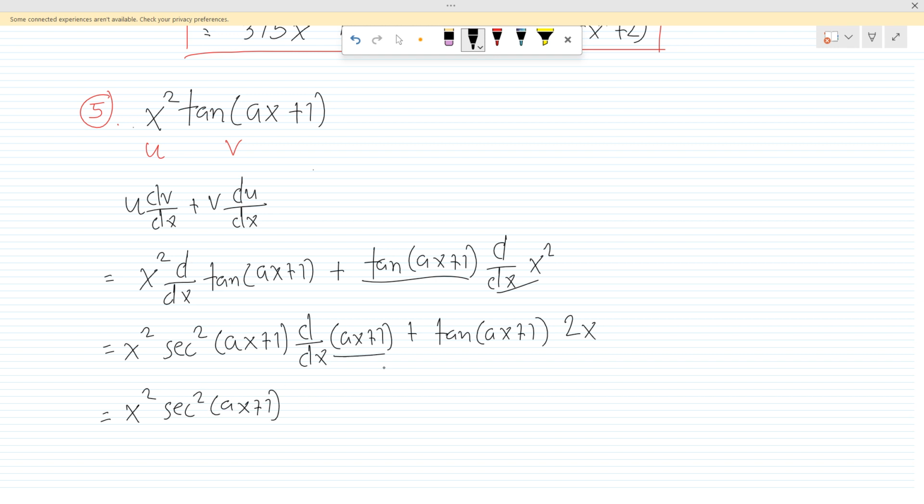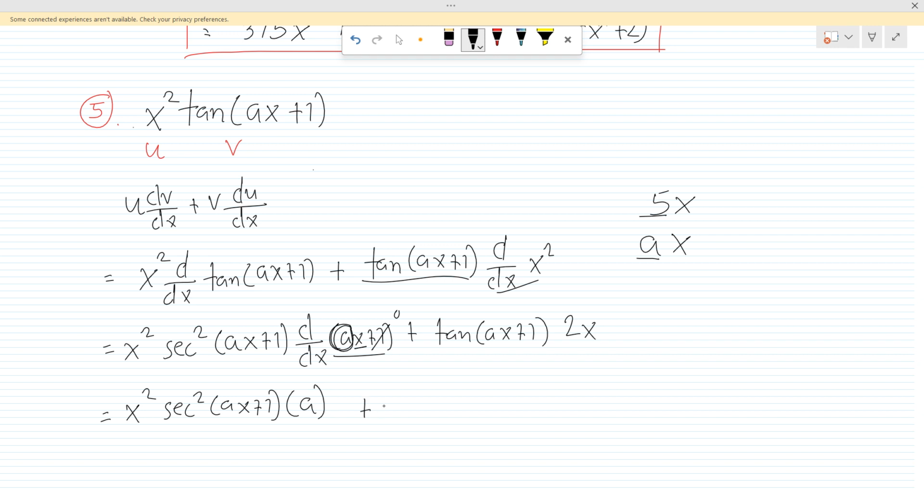What is the derivative of ax plus 1? a is a variable, but with respect to x, we can treat a as what? As a constant. So what is the derivative of ax in terms of x? a. Likewise, what is the derivative of 5x? 5. What is the derivative of ax? a. So multiplied by a, then the derivative of 1 is 0.